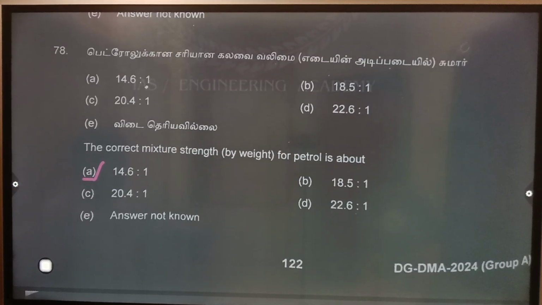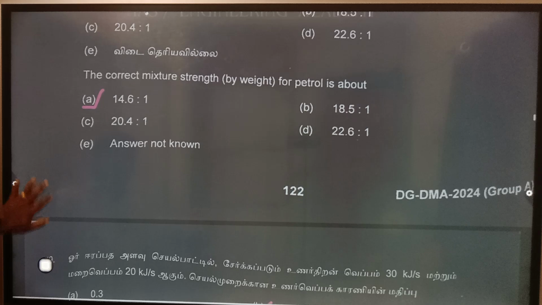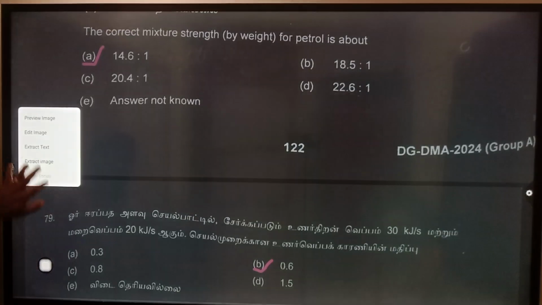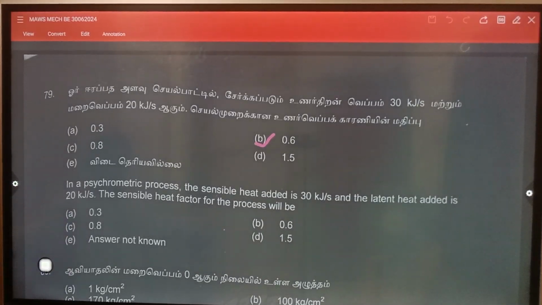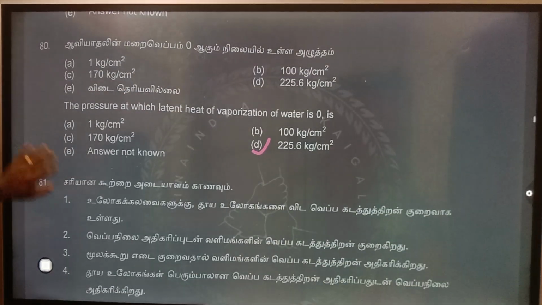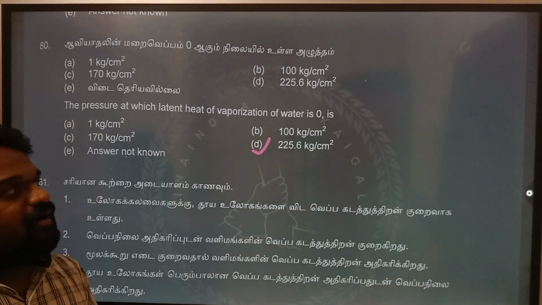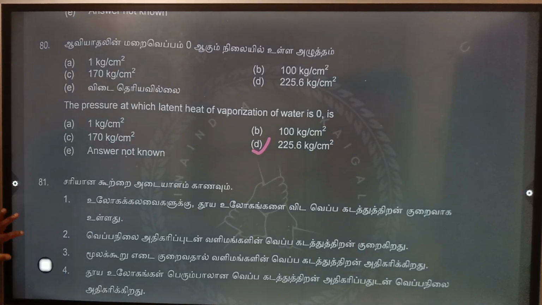78. Correct mixture strength for petrol is about 14.6:1 on the ratio. Okay, air fuel ratio 14.6:1. 78. Answer is A. 79. In psychrometric process, the sensible heat added, the answer will become B. Box 0.6. 0.6 is the answer. 79. Box. 80. The pressure at which latent heat of vaporization of water is 0. 225.6 kg per centimeter square. That's the answer. Okay, D is the answer.